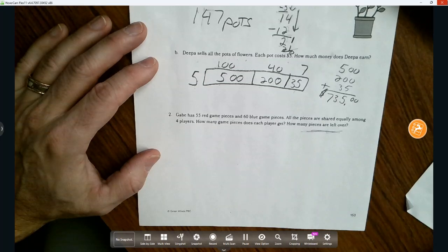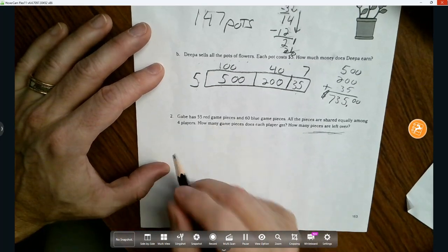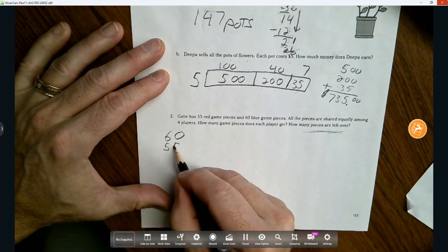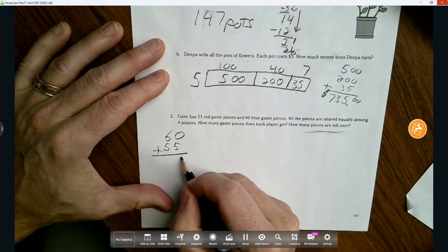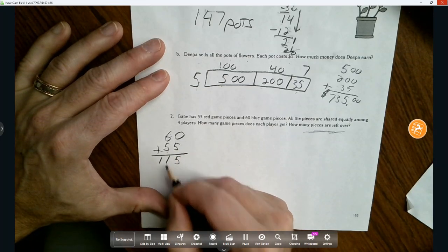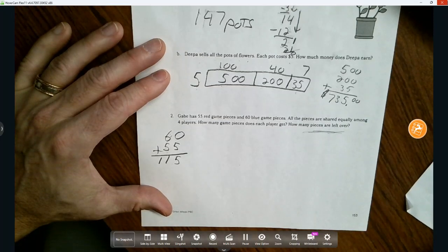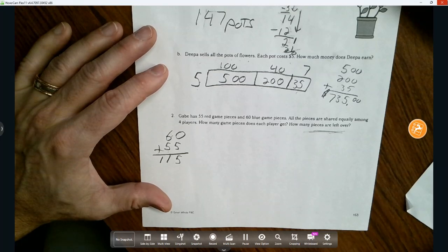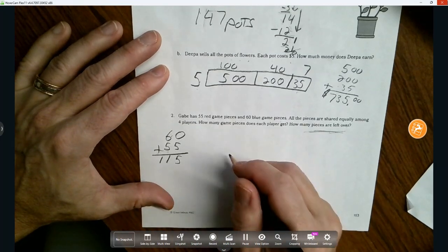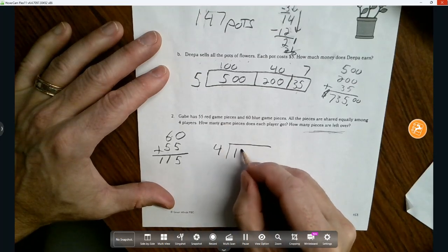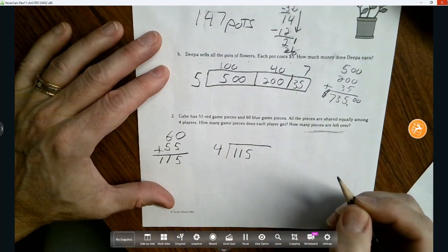So let's look at this one real quick. All right. So red, blue game pieces. Let's go this. There's the blue game pieces. There's the red game pieces. 0 plus 5 is 5. 6 and 5, 11. So we have 115 game pieces. Now we have 4 players, and we're going to take 115 pieces and split it between all of them.